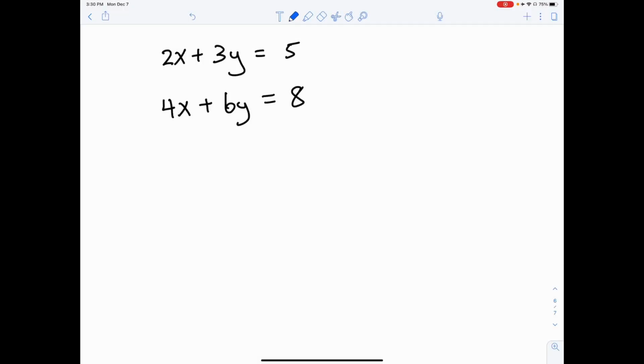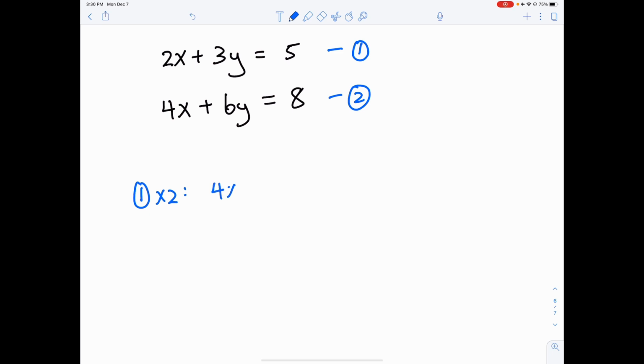Now let's take a look at this one here. Again, we'll call this equation 1, equation 2. For this one, I'm going to double equation 1 just to see what happens, because I can see that there's some kind of relation between the two. So double of 1 will give me 4x plus 6y equaling 10. I'm going to call this equation number 3 because it's different from 1 and 2.